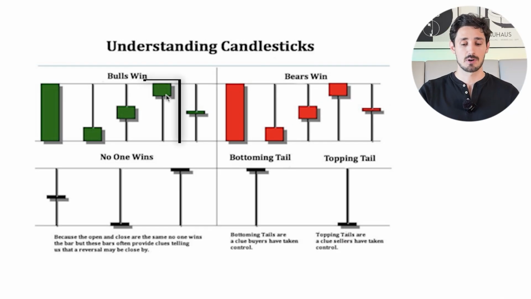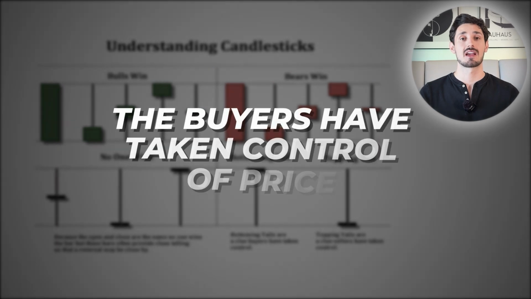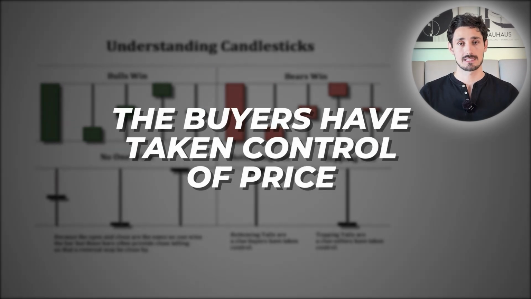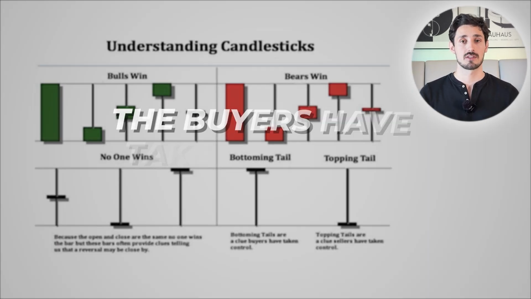The same thing applies for a bottoming tail, except it's the opposite. So whenever you see a bottoming tail like this with a green body or a bottoming tail like this with a red body, just remember that the buyers have taken control of price. Like I said, you're gonna understand this deeper once we look at the diagrams.